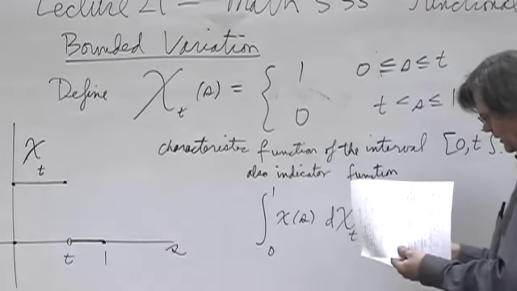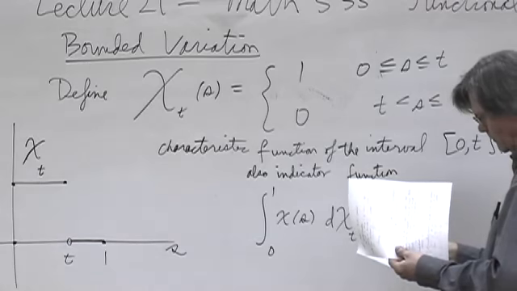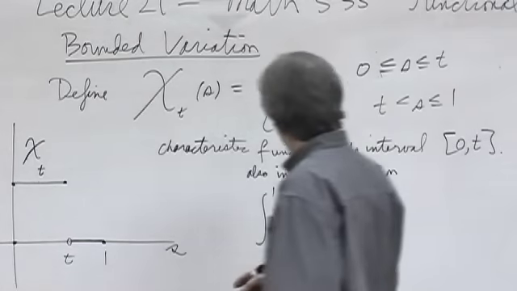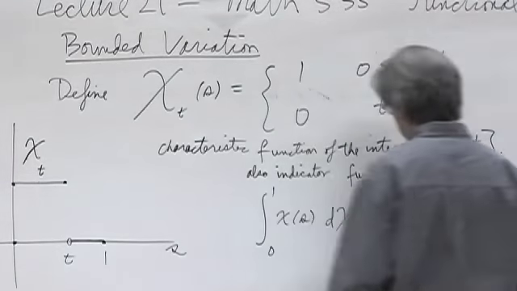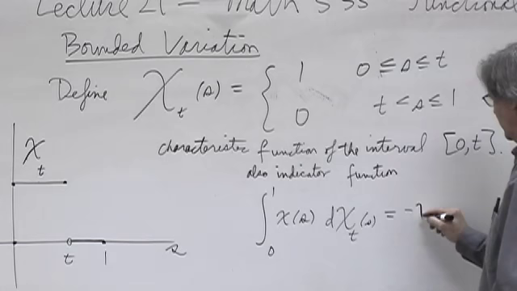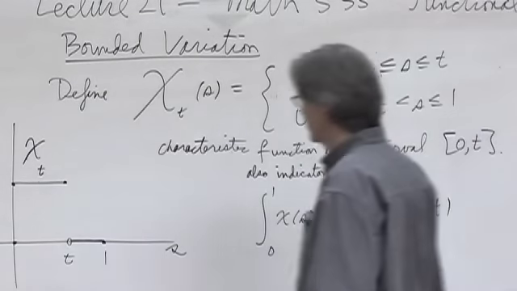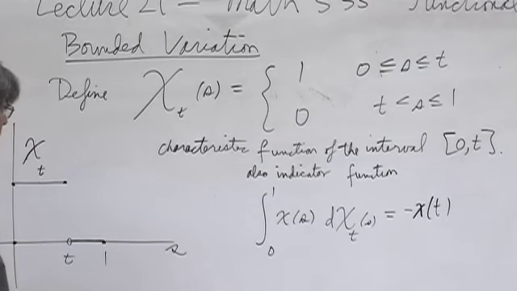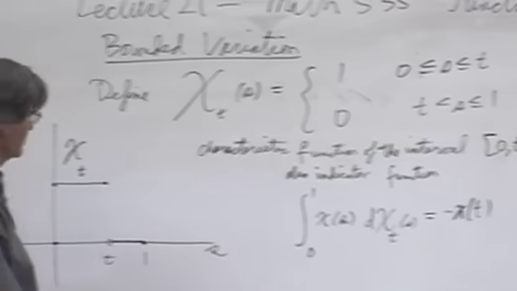So maybe I made a mistake here. What is that? Well, that's negative x of t, I guess that's what it is. So t is fixed in that case. Is that right?